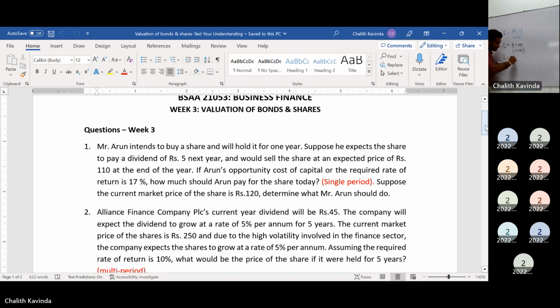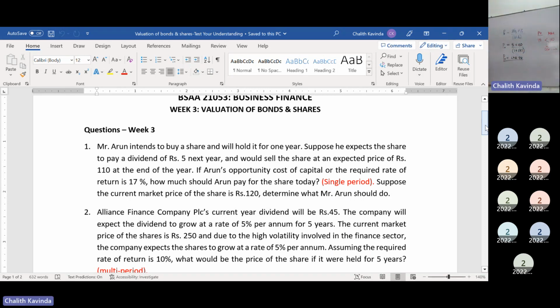So the answer for the first part is 98 rupees. This is the value of the share. The market price is higher, but it was 98 rupees for you, the present value of the share. Then here you have the present value and you have the market value. Your present value is 98 rupees. Market value is higher than the present value, which means it is overvalued.